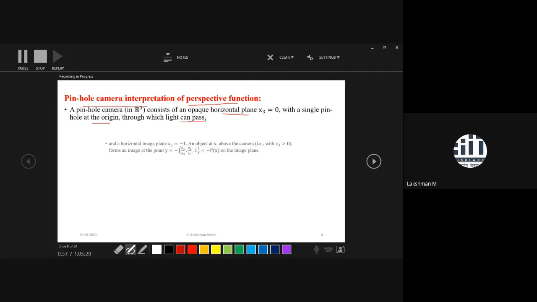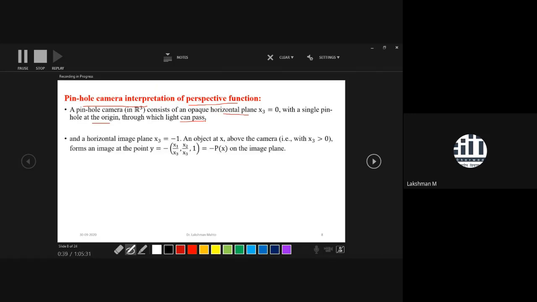You can recall the photo processing that you do with a camera, so you can easily visualize this opaque horizontal plane. Now there is a horizontal image plane behind the camera, behind the opaque plane. What is that horizontal image plane? That one is x3 equal to -1. It is behind the opaque plane.